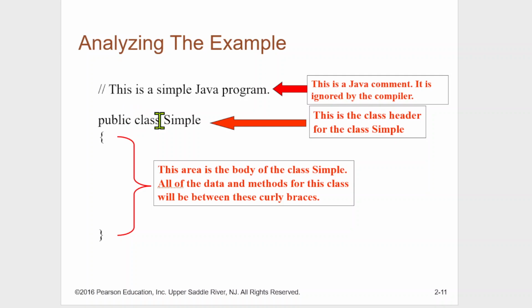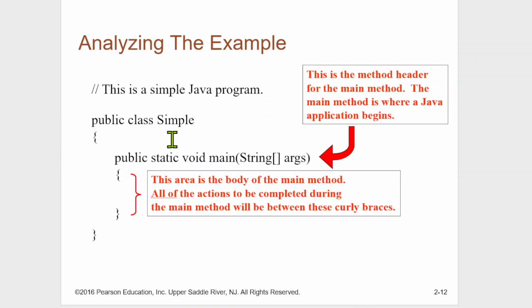This is the class header, the public class header Simple. So notice it has to be the same name, and notice it's capitalized, so the program file has to be capitalized. This area is the body of the class Simple. All the data and methods for this class will be between these two curly braces.